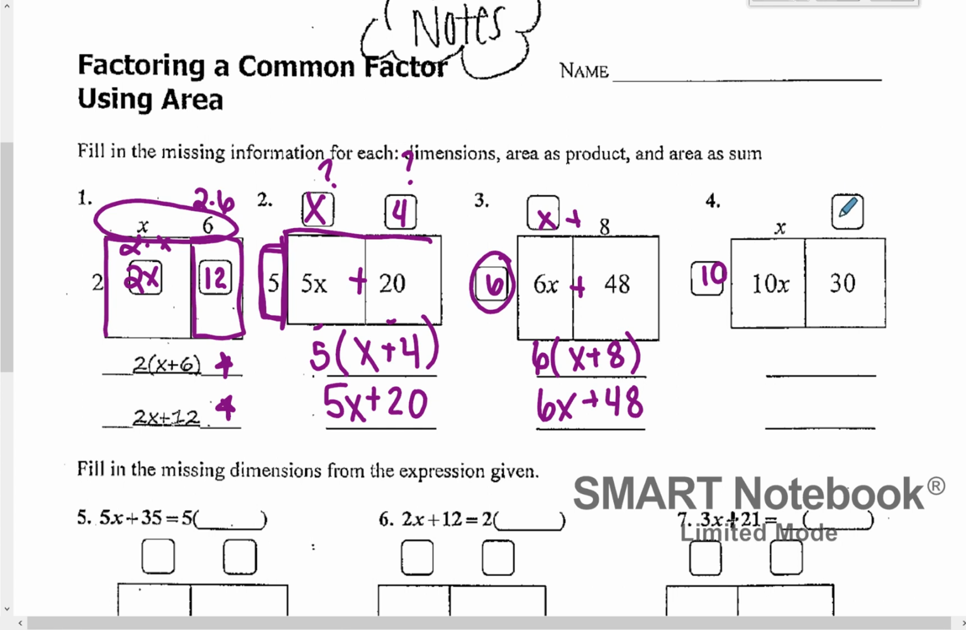Okay, then we're looking for this box right here. 10 times what gives us 30? Or you can think backwards using a fact family. 30 divided by 10 is 3. All right, our two different ways to write this, we are multiplying 10 by the length, which is x plus 3. And then our sum of each of those areas is 10x plus 30. Remember, sum means addition.